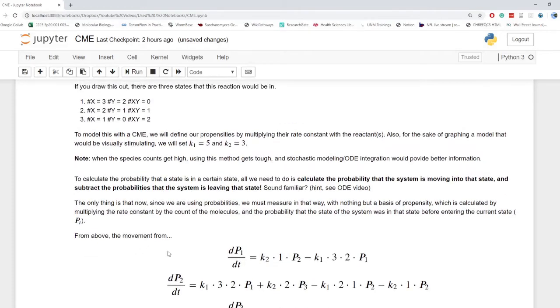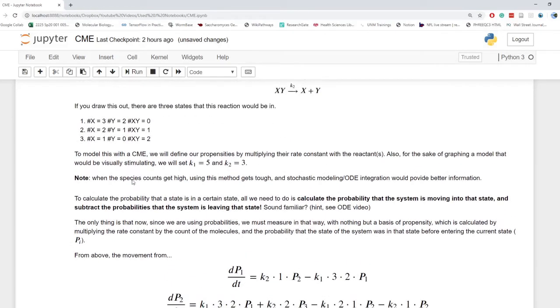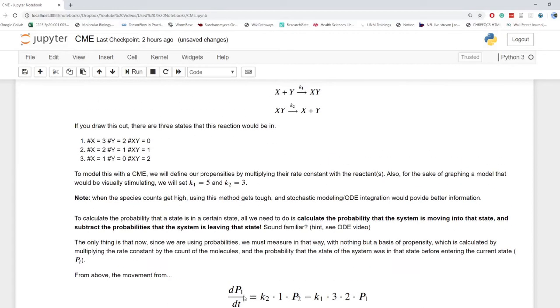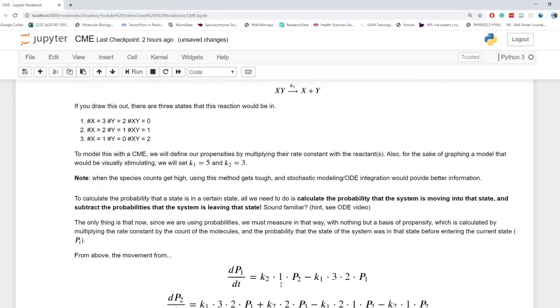So from above, if we stick on P1, I'll scroll up so we can have access to both. The change of P1 equals the state we're entering times the reactants. And so if we conduct this reaction equation, we need xy to be 1. So that's the count of xy, times P2, which is the probability that we're in state 2, times the rate constant K2. And so that's going to be the probability that the previous reaction moved into state 1.